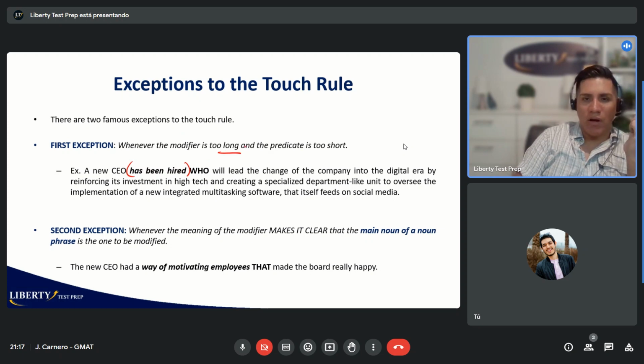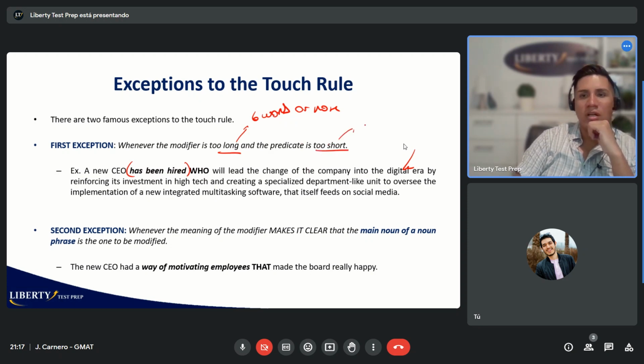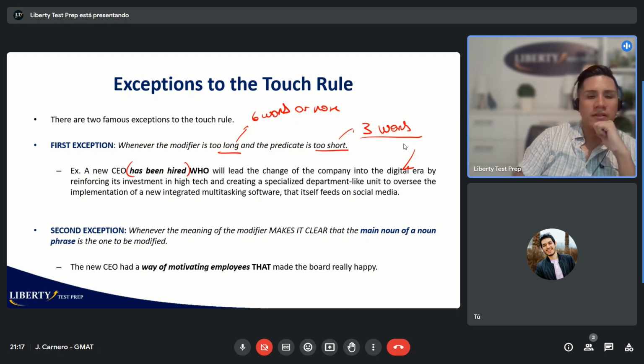What is a long modifier? Usually 6 words or more. This is an exaggeration, a blatant exaggeration. Now, what about the predicate? What is a predicate that is too short? Around 3 words or less. So 3 words or less is a short predicate, and 6 words or more is a long modifier, right? Then the second exception, which in reality isn't really an exception, it's more like a clarification.